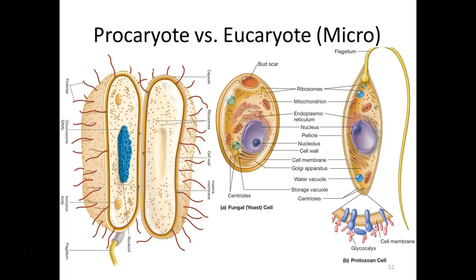So prokaryotic first, then eukaryotic, right? Remember, the key thing is that membrane-bound nucleus and other membrane-bound organelles. Where with prokaryotes, which are bacteria and archaea, they're still going to have things like chromosomes and ribosomes. They're just a little different, right?